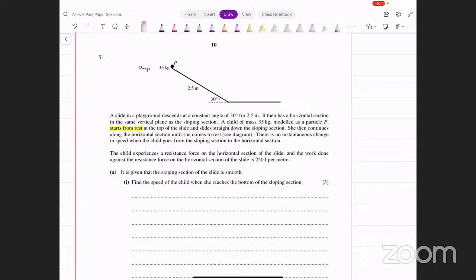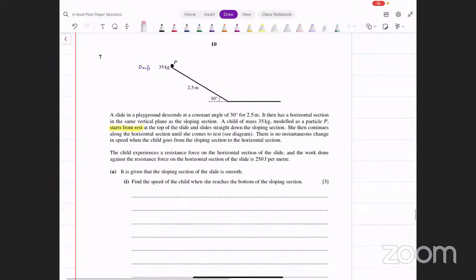ओके, अच्छा. Now the child experiences a resistance force on a horizontal section of the slide, and the work done against resistance force on the horizontal section of the slide is 250 joules per meter. Okay, so इसने work done बताया हुआ, so we can use an energy method for this if we want. So what are we given?